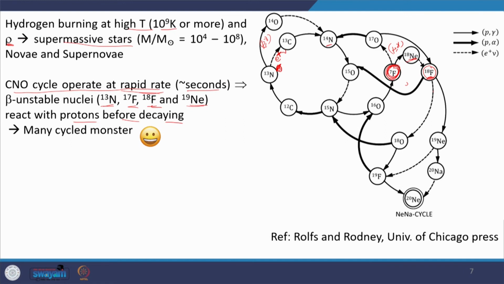Now, you can also see here neon 19. Neon 19 also can lead to the production of neon 20. How? By reacting with a proton, it can produce sodium 20, which can undergo positron decay to produce neon 20. So, you have this P gamma, P alpha and positron decay possible at high temperature. That is what I am trying to convey in this slide.